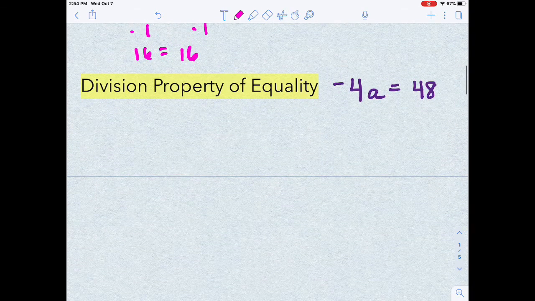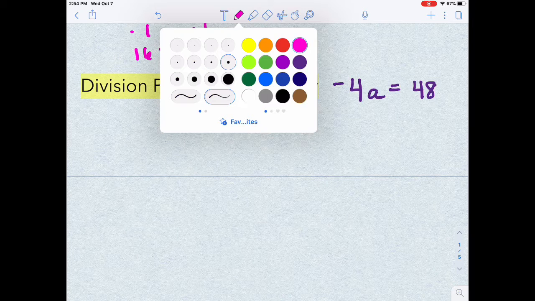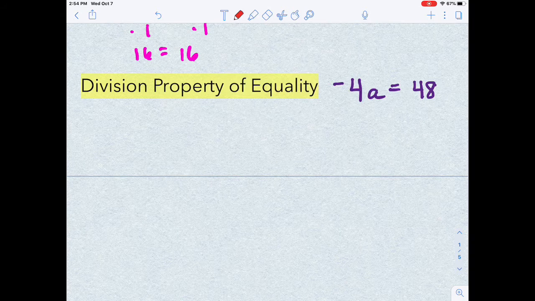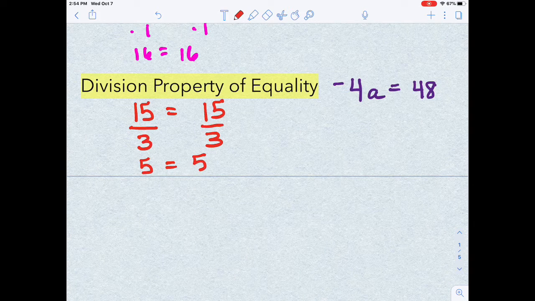Likewise, the division property of equality allows me to divide by anything I want to. Let's say I have 15 equals 15, and I divide by 3 over here. And notice that I drew a line for divide by. I just like doing it that way. Notice it is staying the same.